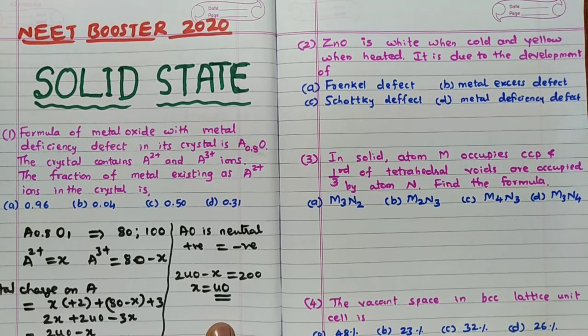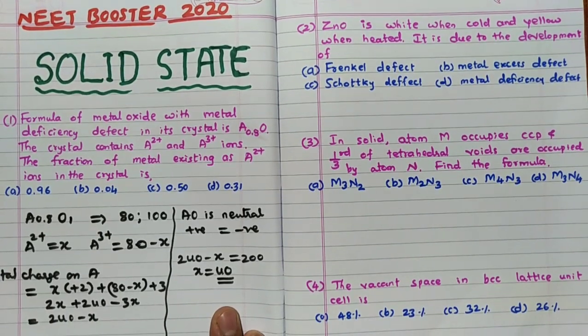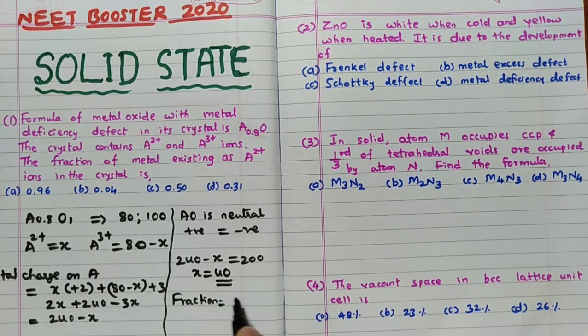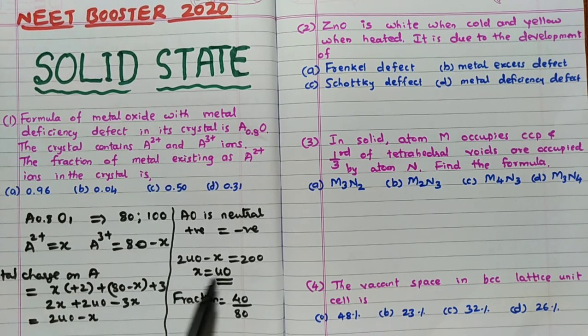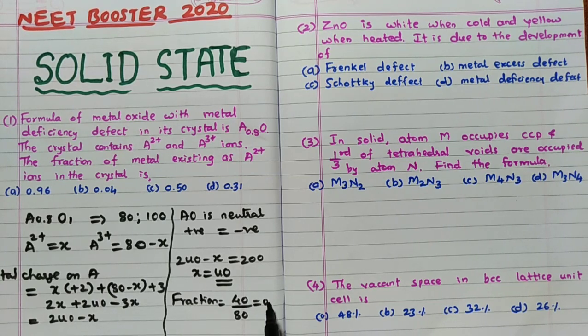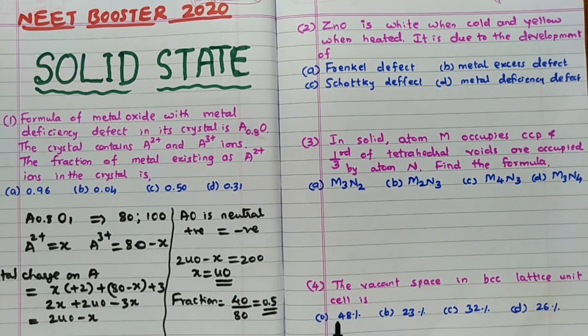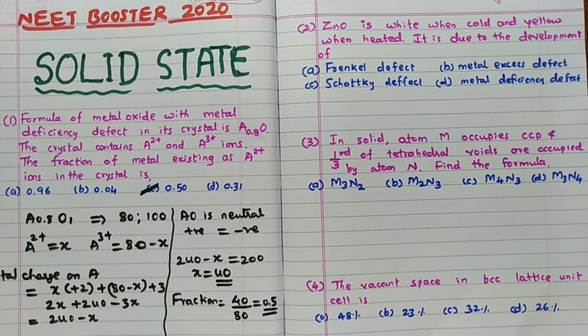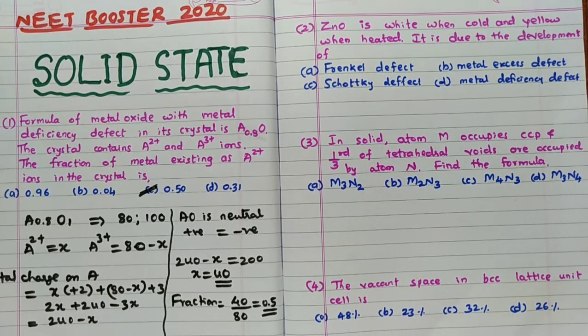But x is equal to 40 is not the answer. What are they asking here? They are asking for the fraction. So the ratio can be calculated as 40 divided by 80, because total is 80. In that, 40 is x, that is A2+, and A2+ fraction they are asking. So the answer for this question is 0.5. So the answer is C here. Like this you have to solve this question.